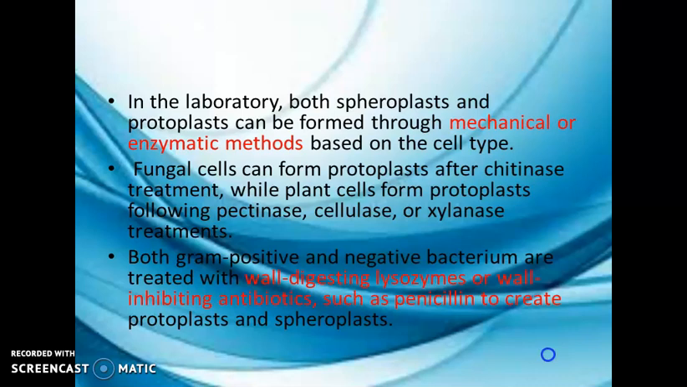But gram-positive and gram-negative bacteria are treated with what? We can remove the peptidoglycan layer by treating with wall-digesting lysozymes. In the last class we discussed lysozymes, enzymes which are capable of cleaving the peptidoglycan layer. So the peptidoglycan layers within the cell wall can be cleaved using this enzyme. Sphaeroplasts and protoplasts can be generated using lysozymes or wall-inhibiting antibiotics, such as penicillin. Penicillin can be used to disrupt the outer cell wall structure to form protoplast and sphaeroplast.